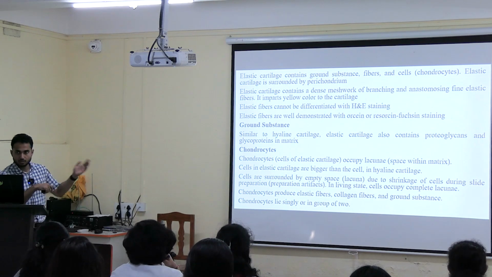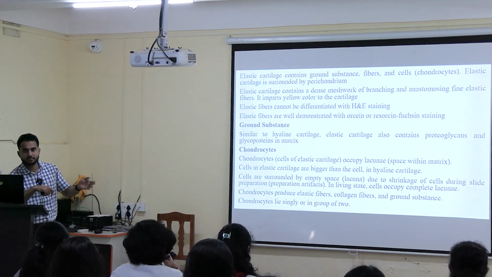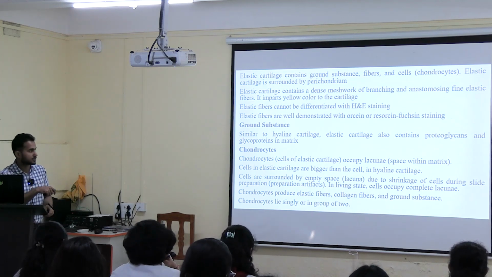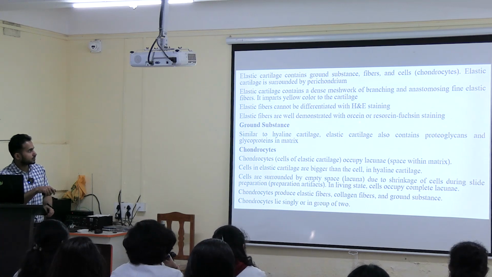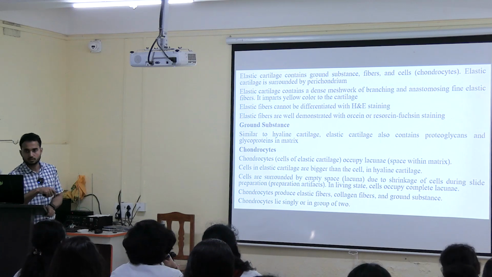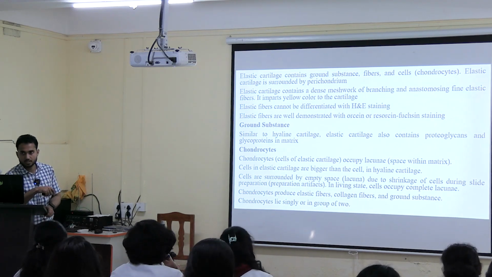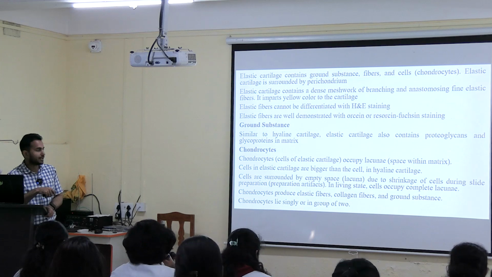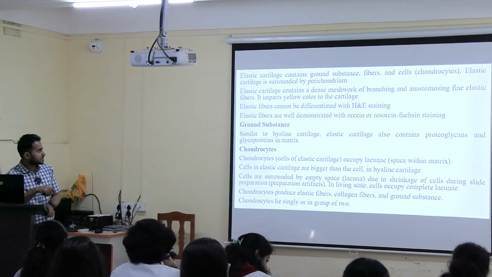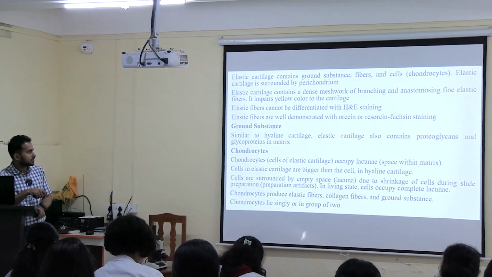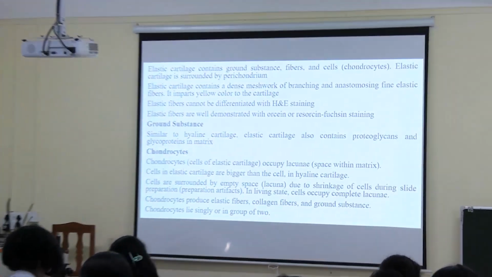For that, we have already discussed what the different stains are that are used for different fibers. Next, elastic fibers are well demonstrated with the help of a specialized stain that is called orcein. Orcein is a special type of stain which is used to stain the fibers. Next, ground substance is similar to hyaline cartilage, but only elastic fibers are present.